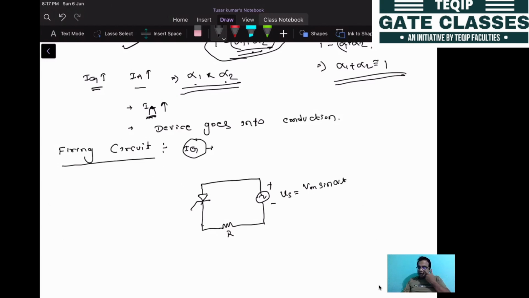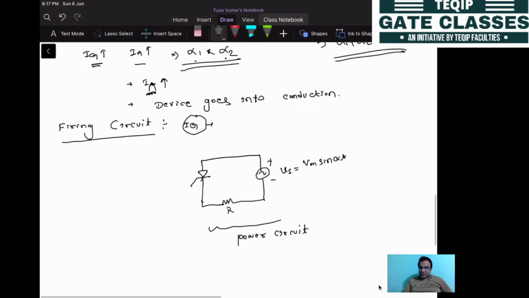Now this thyristor you need to switch on. So for that you need one firing circuit, which will be in accordance with the power circuit. So this circuit forms the power circuit of the thyristor.